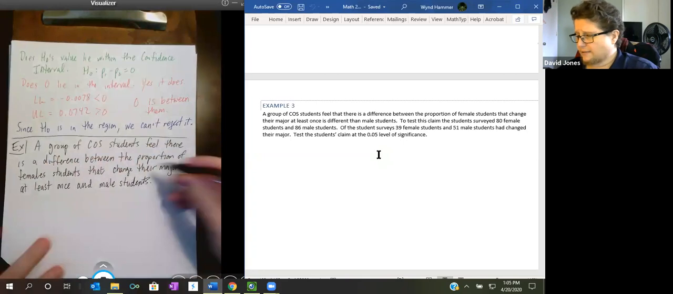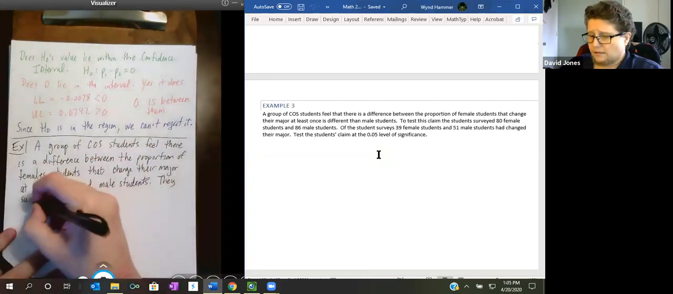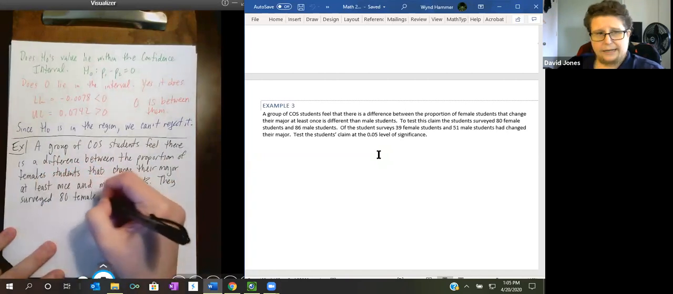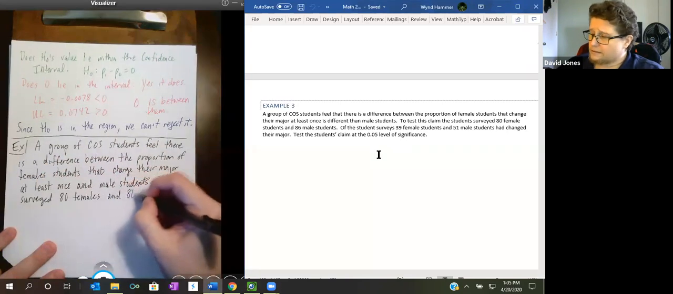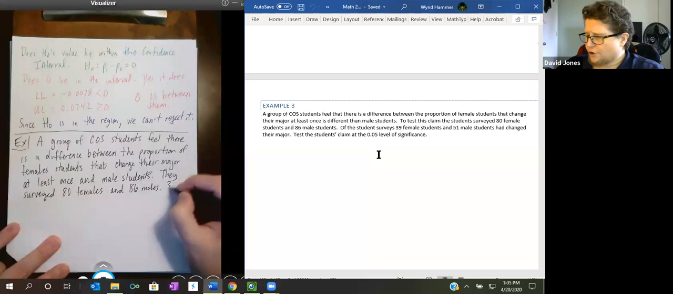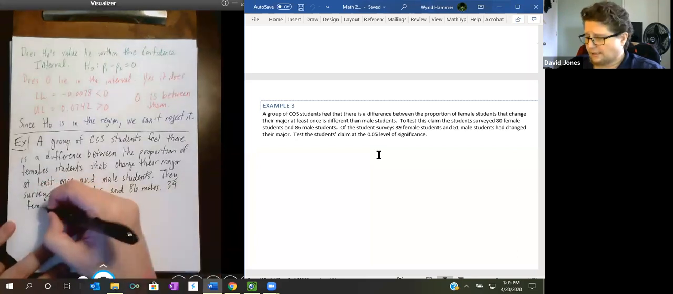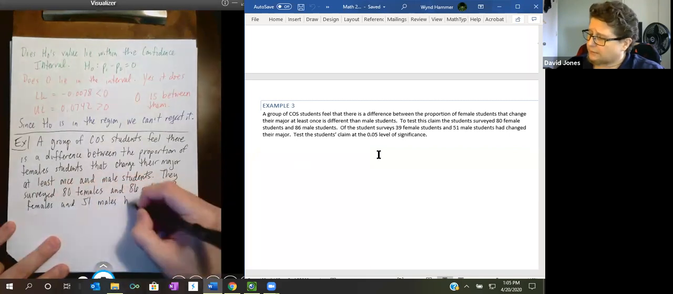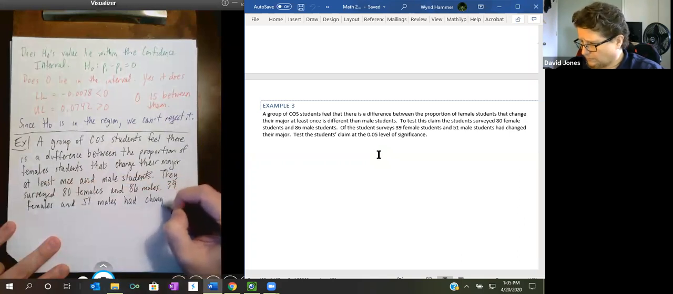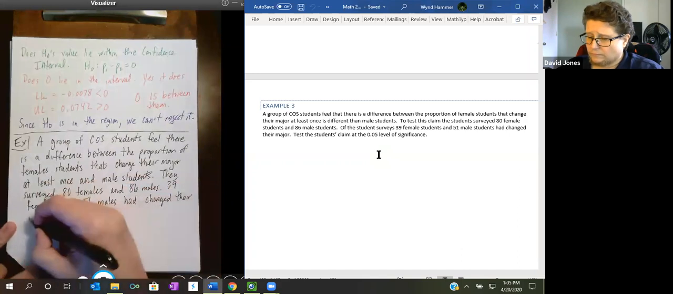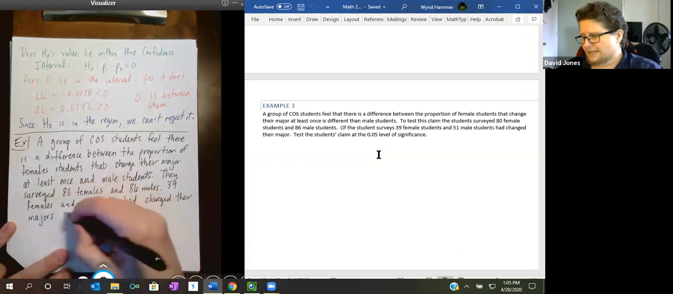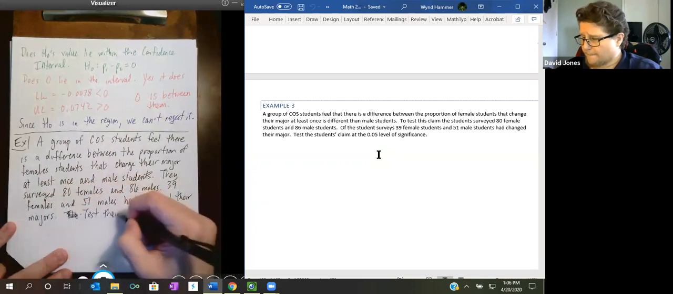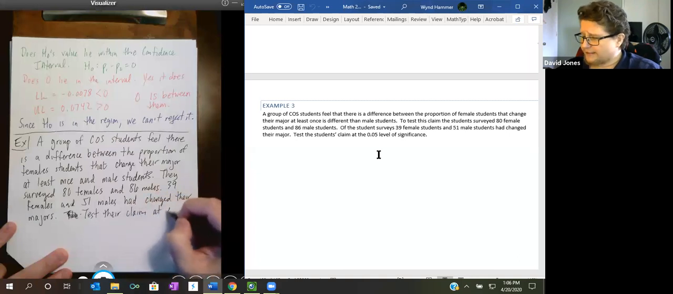So they surveyed 80 female students and 86 males. 39 females and 51 males had changed their majors. Test their claim at alpha equals 0.05.